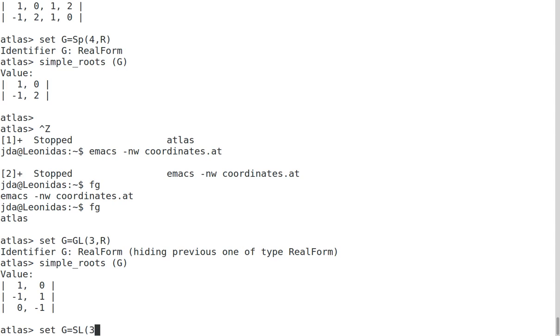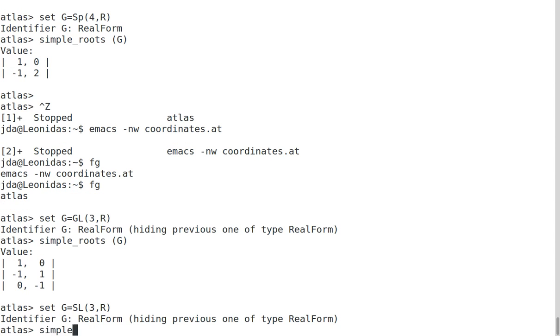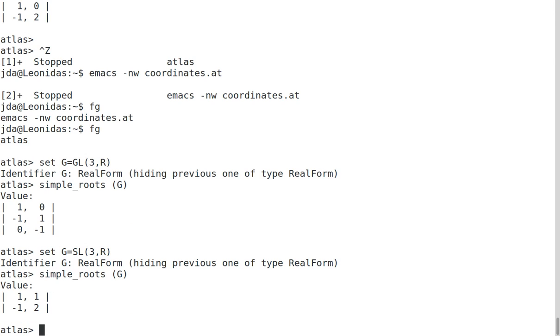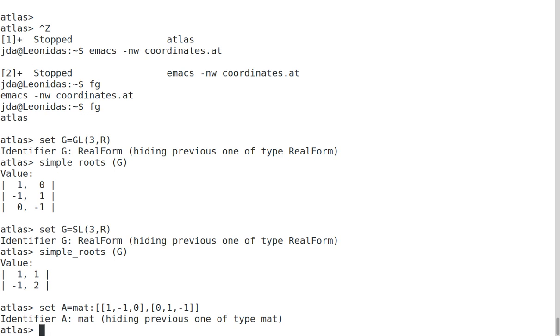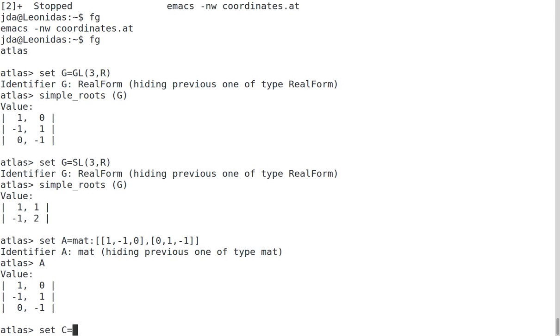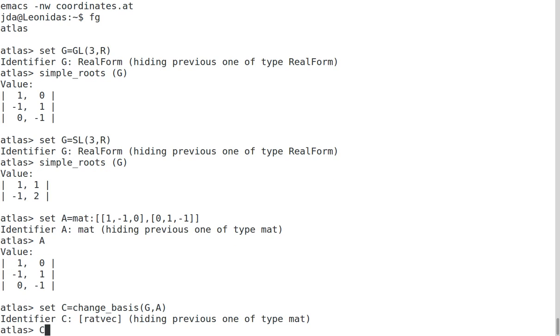On the other hand, if you set G to be SL3R, and you look at the simple roots here, well, it has to be a 2 by 2 matrix, so it can't be these ones. But you can do that using the change of basis. So let's set A to be the matrix that I want, which is 1, minus 1, 0, 0, 1, minus 1. Those are the simple roots that I prefer. And let's set C to be the change of basis matrix for this group SL3R, and changing into these new coordinates given by the matrix A. So let's see what C is.